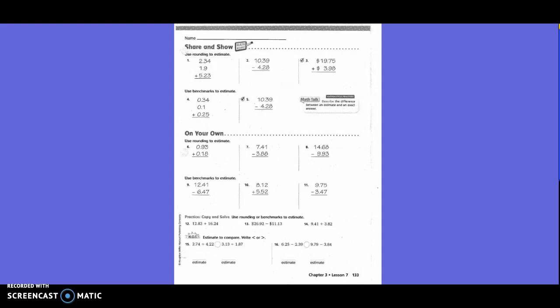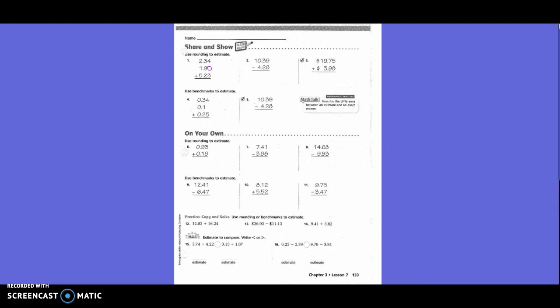Alright, share and show. Use rounding to estimate. So what they want you to do is find your actual answer, and then they want you to also estimate it. But first you're going to estimate it. I put a 0 here to hold my spot, so I can keep everything in line. As long as you add a 0 after the numbers, not in between the numbers and the decimals, then you're fine, right? Yes. Okay, so 2 and 34 hundredths, would I round it to 2 or 3?